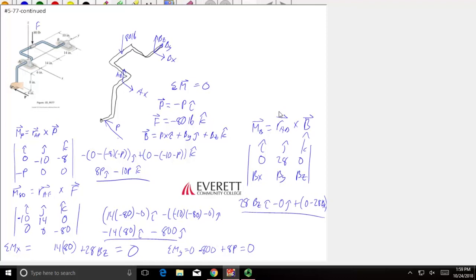And then we would do the sum of the moments about z, which is just all the k components. Negative 10P minus 28Bx. So we solve for P, we get 100, we plug it into the other two, we get Bx and Bz. That makes sense? It's the same thing, it's just you either do it with vectors or with scalars. It's your choice.